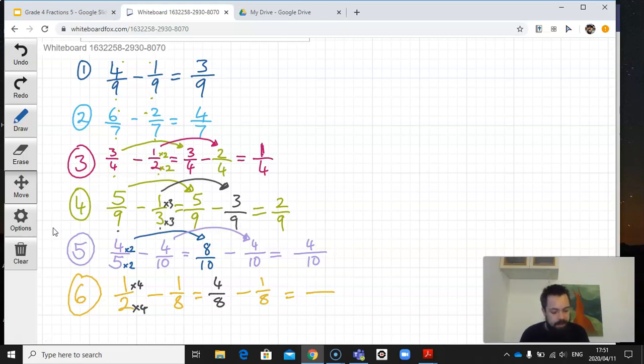Now that my denominators are the same, I can subtract them. Denominator stays 8. 4 minus 3, 1 is 3. There's my answer. Good.